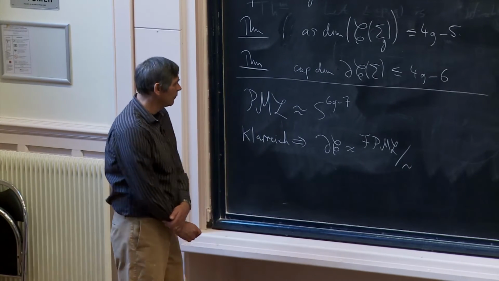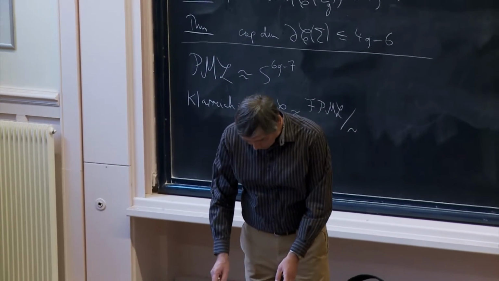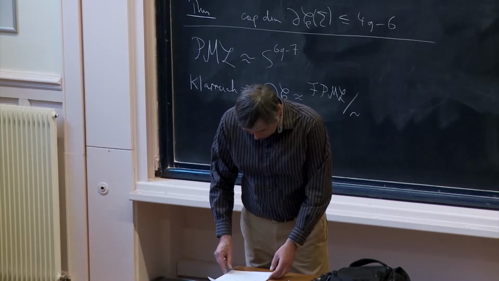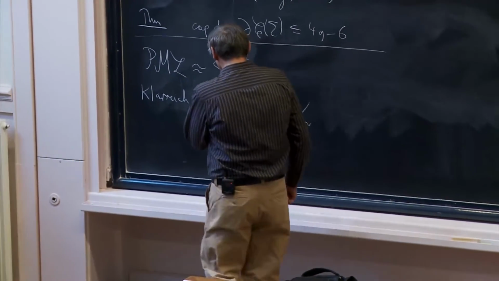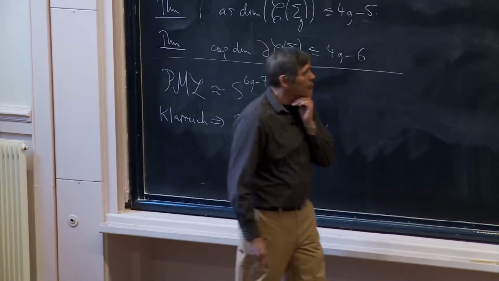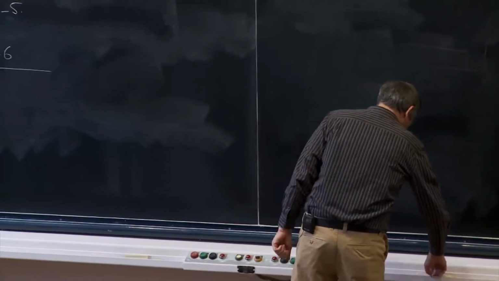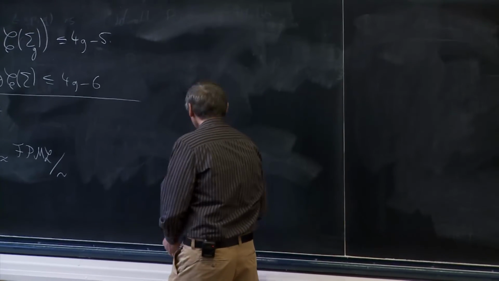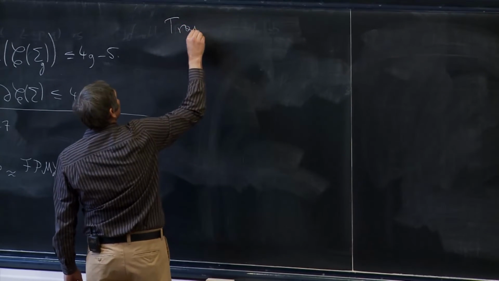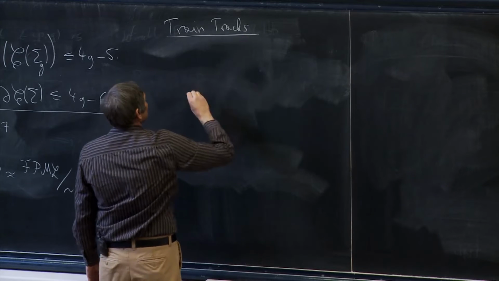Okay, so that's one ingredient. Another ingredient, and perhaps the main ingredient, is the notion of train tracks. Okay, so let me say something about train tracks. So what is a train track? That's another thing that was introduced by Thurston. Okay, so train tracks. So what is a train track?